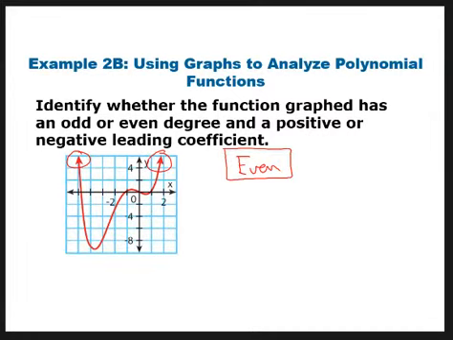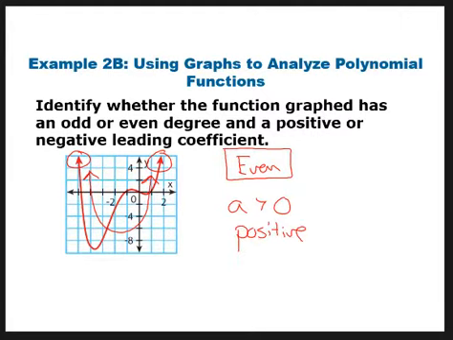Now, as far as is it positive or negative? We said with even degrees, if it's positive, you're bowl-shaped. I know this doesn't necessarily look exactly like a bowl, like a parabola did before, but if a parabola was pointing up, that meant that it was a positive leading coefficient. The same applies here. Now that we know it's even and both ends are pointing up, that means that my leading coefficient has to be greater than 0, or it's positive.